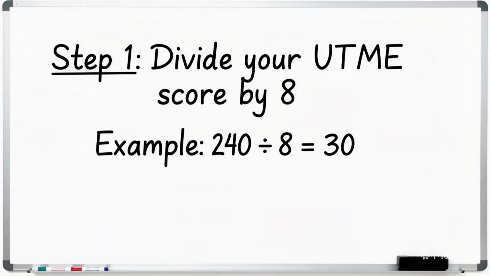Step 1. Divide your UTME score by 8. Example, assuming you have 240 in your UTME, divide it by 8. You are going to have 30 points.